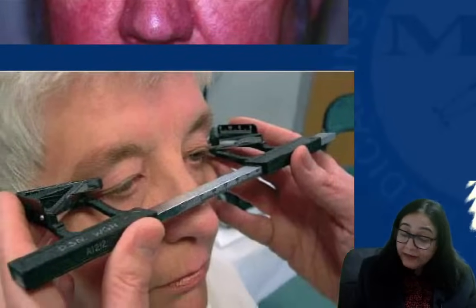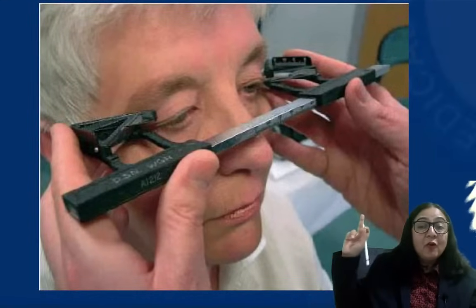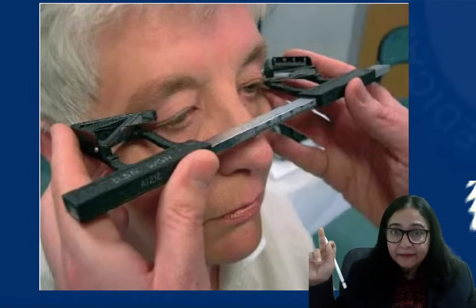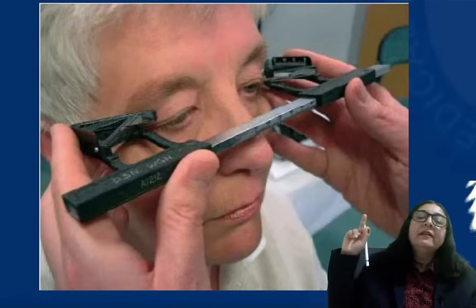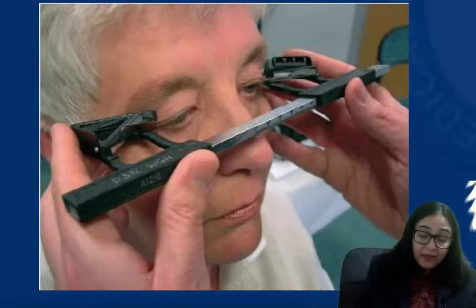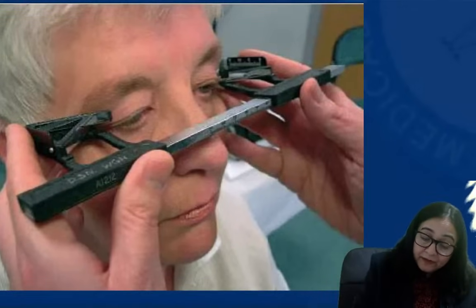Yeah, infrequent blinking, Stellwag sign. So this instrument is called an exophthalmometer. What they are doing here is measuring the proptosis. So if a question related to this comes, now you know this as well.